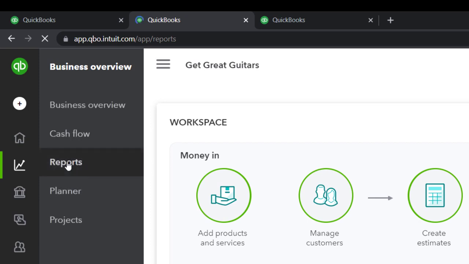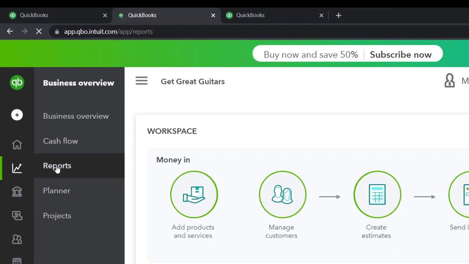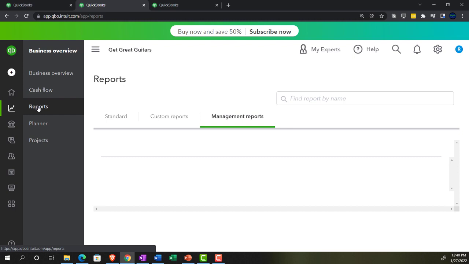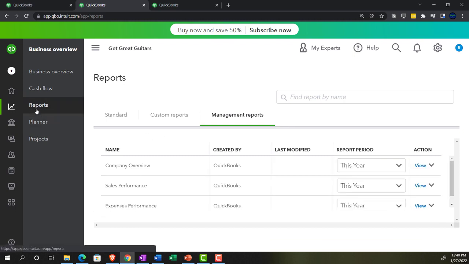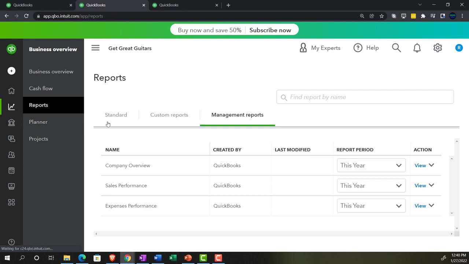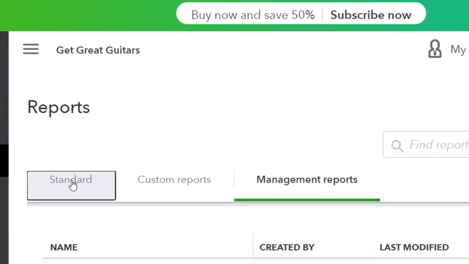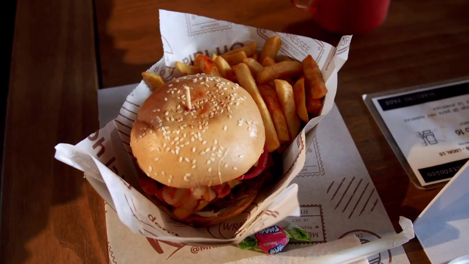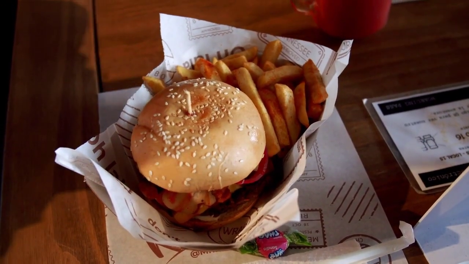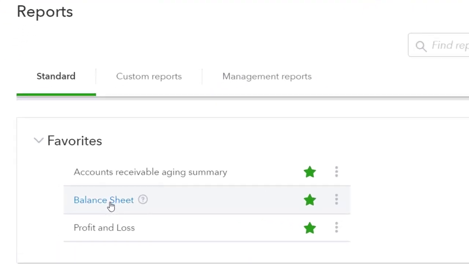And we want to then go into the reports section, and we want to then be looking at the balance sheet report to start out with. My computer's a little slow. Give it some time. It's thinking. Oh, there it is. I'm in the standard. I got to go to the standard tab over here. Close up the hamburger, and open up the balance sheet.